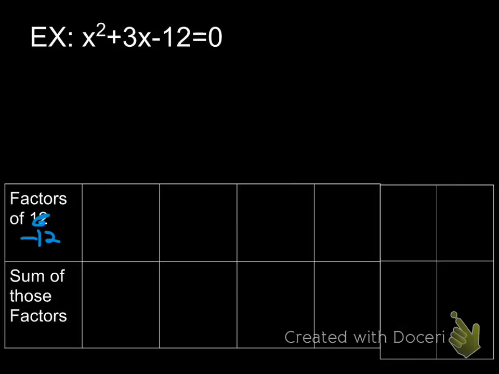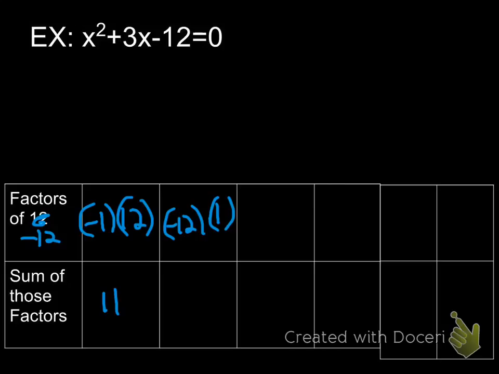Alright, factors of negative 12. Do we want to just start with negative 1 and negative 12? No, because that's not possible. How about negative 1 and 12? Does that multiply to give me a negative 12? Yeah, that multiplies to give me a negative 12. But when I combine them, I get 11. How about negative 12 and 1? Negative 12 times 1 is negative 12, that works. But they combine to give me a negative 11.